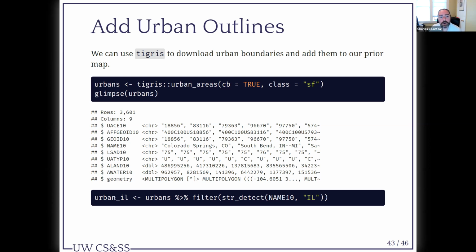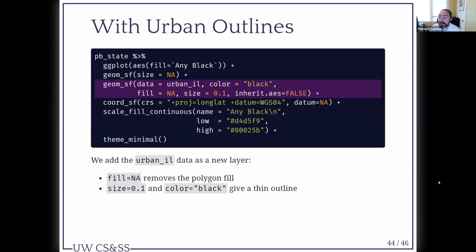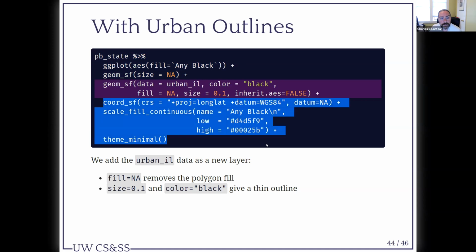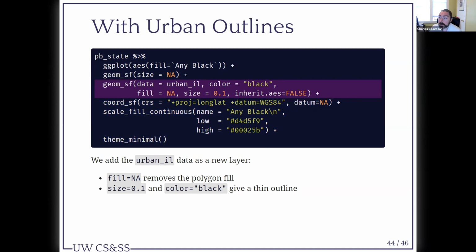Okay, so now I got urban Illinois boundaries. So what I'm going to do is take the exact same plot I just did, all of this and all of this, and add another geom_sf call. I say geom_sf data equals urban Illinois, color equals black. We'll make a black outline around it.